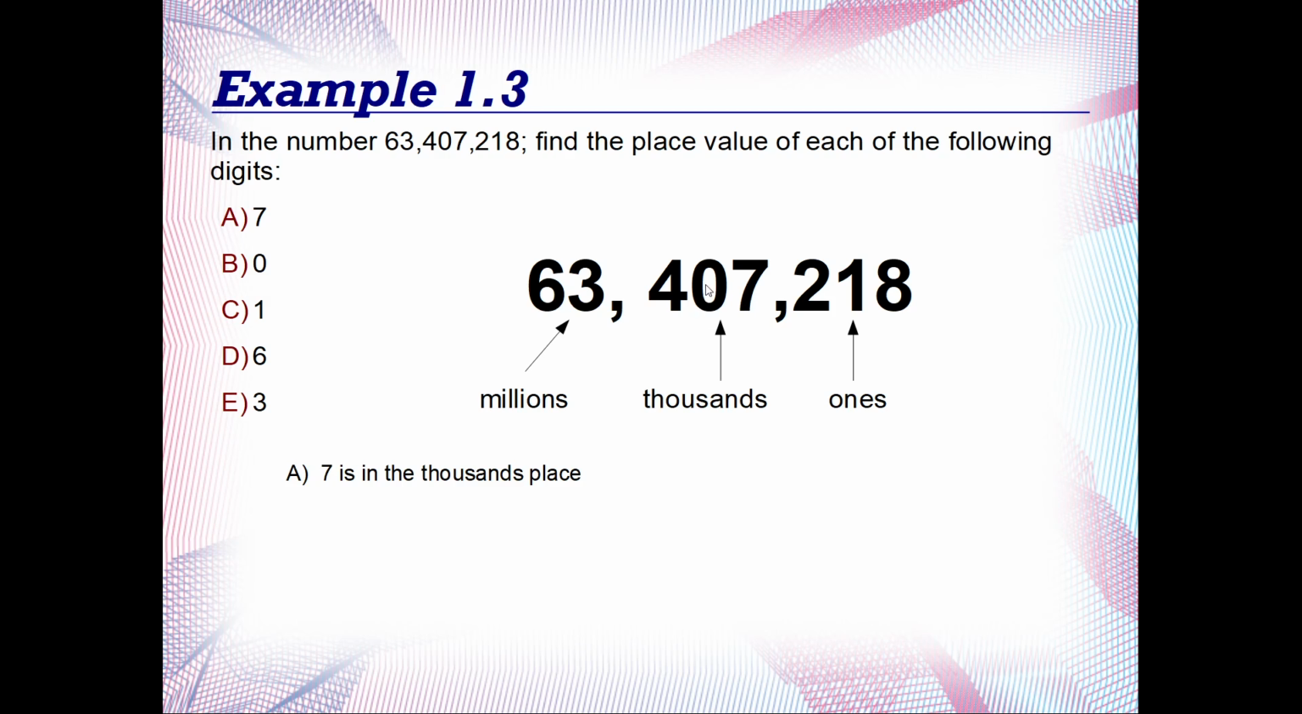The next place right next to it would be the 10,000s, which is where the 0 is. So 0 is in the 10,000s place. The 1 over here is in the 1/10s place.